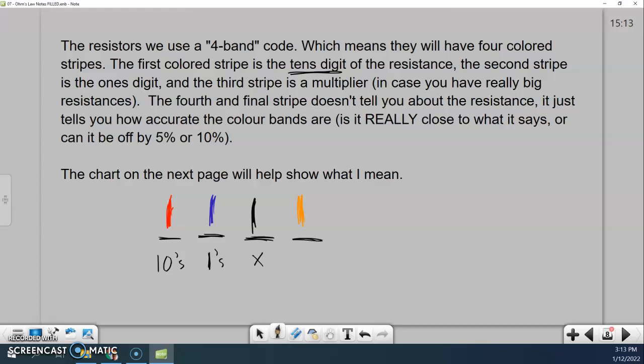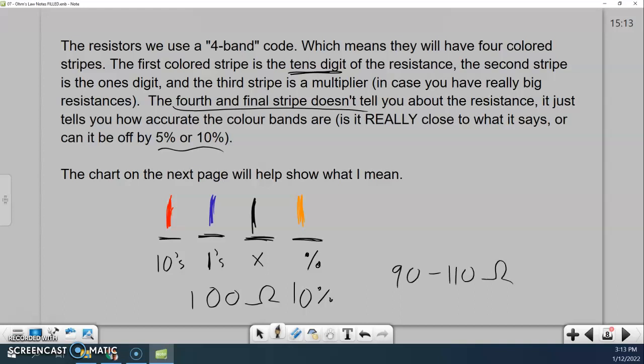The fourth, the final stripe, doesn't actually tell you anything about how much resistance there is. It tells you how accurate the color bands are. It's your percent accuracy. The people who make these, it's not exactly what it says, but usually it'll be off by 5 or 10%. So this might be 100 ohms with 10% accuracy. And that means this could be anywhere between 90 and 110 ohms.